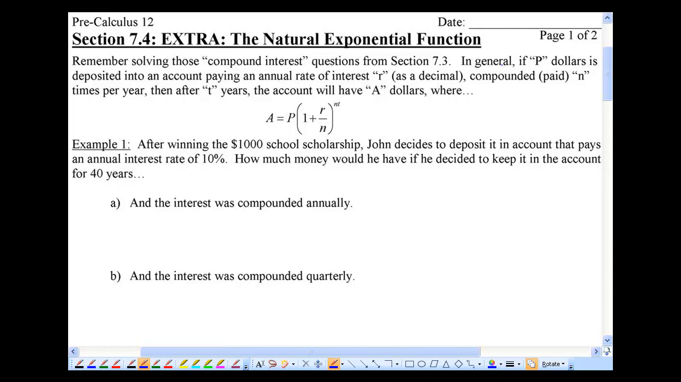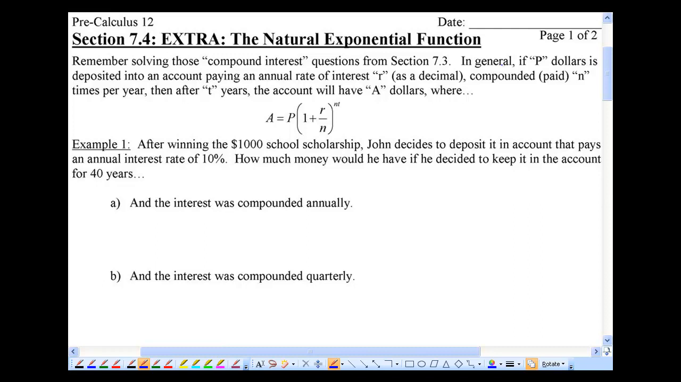To introduce this concept, I'm going to go back to something that you've seen before: those compound interest type of questions from, I think, 7.3 and section 7.1. Hope you remember doing those questions, where they say I've got this much money, this much interest, compounded annually, semi-annually, whatever, and we're doing it for 5 years. How much money is there after the end of 5 years? Those type of questions.